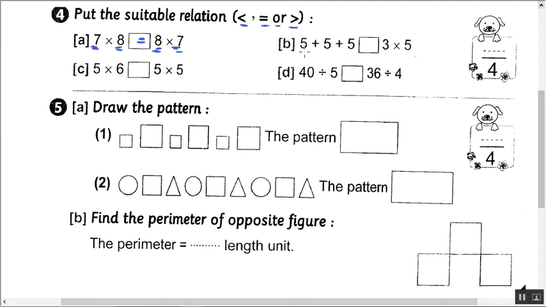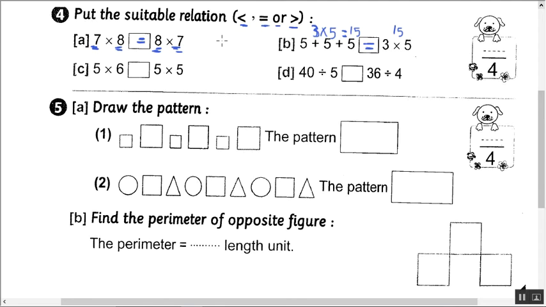Number B, he said 5 plus 5 plus 5. What's the meaning of 5 plus 5 plus 5? 5 plus 5 plus 5 equals 3 times 5. 3 times 5 equals 15. And here also on the other side we have 3 times 5. 3 times 5 also will be 15. Here the same result, so the sign here will be equals.